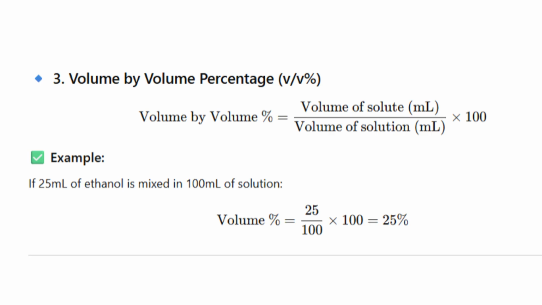Step 1. Use the formula. Volume percent equals 25/100 times 100 equals 25%. So, the volume by volume percentage of ethanol in the solution is 25%. This means that in every 100 milliliters of this solution, 25 milliliters is ethanol. This type of calculation is commonly used in making perfumes, alcoholic drinks, and lab mixtures.